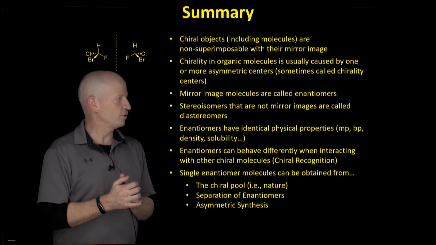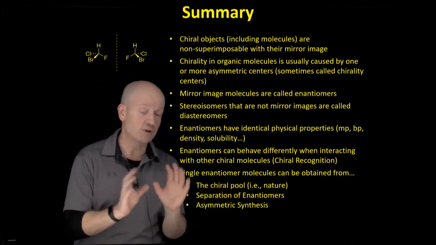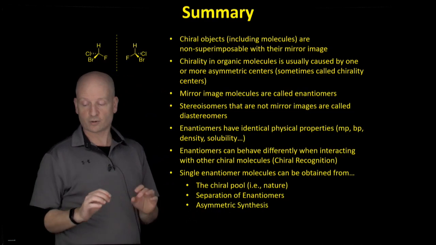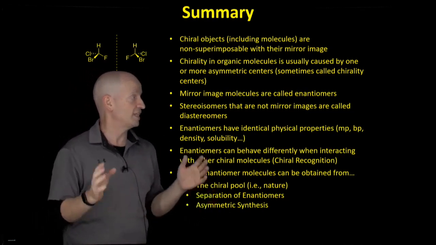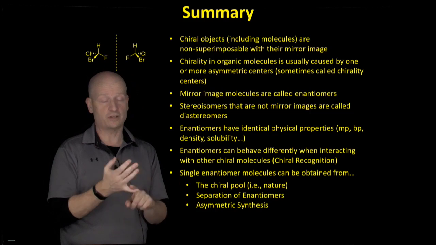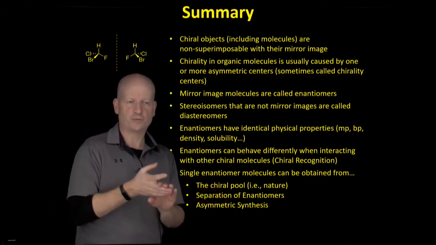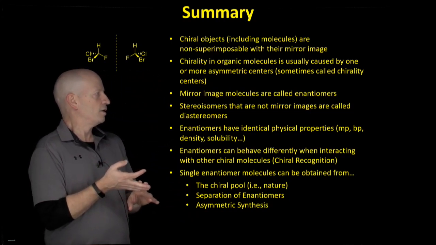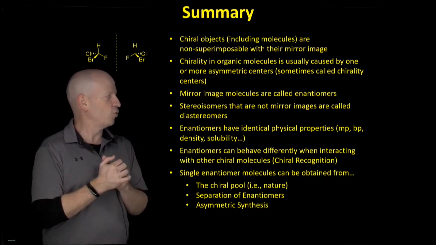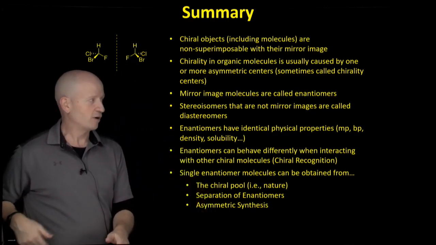Mirror image molecules are known as enantiomers. Stereoisomers that are not mirror images of each other are known as diastereomers. Enantiomers have identical physical properties, so melting point, boiling point, other things like that. They also look the same in spectra, the IR spectrum, the NMR spectrum. They behave differently, though, when interacting with other chiral molecules. And this is the concept of chiral recognition.